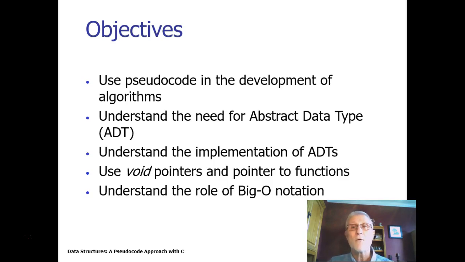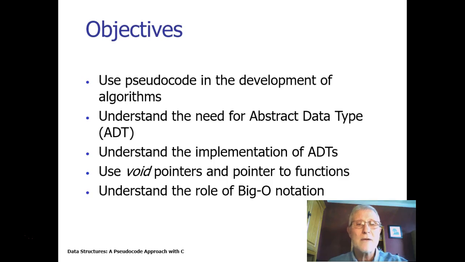We'll talk about what an abstract data type is, abbreviated ADT, and how ADTs are implemented. We won't talk about void pointers and pointers to functions. They're different for each language. This part is specific to C.